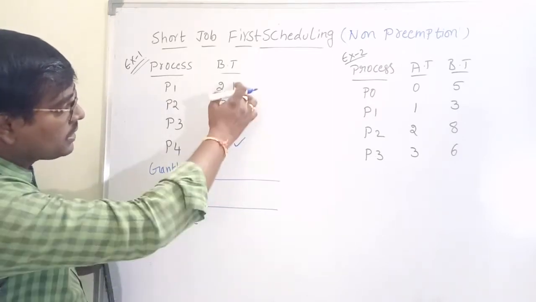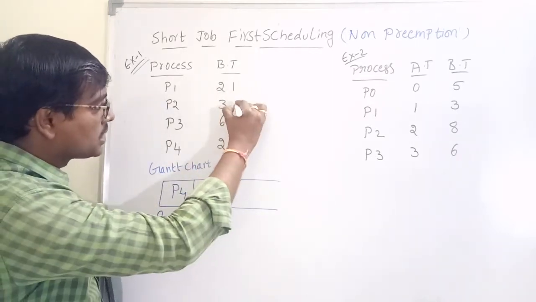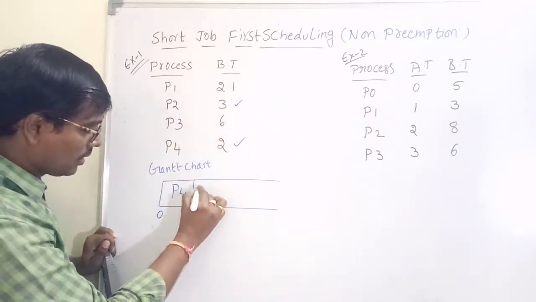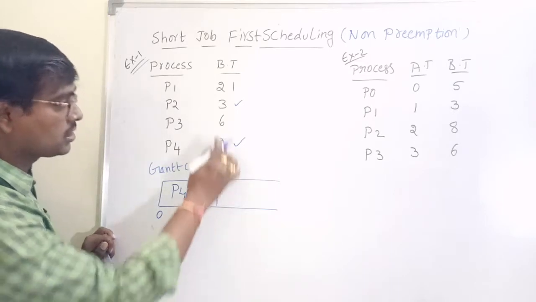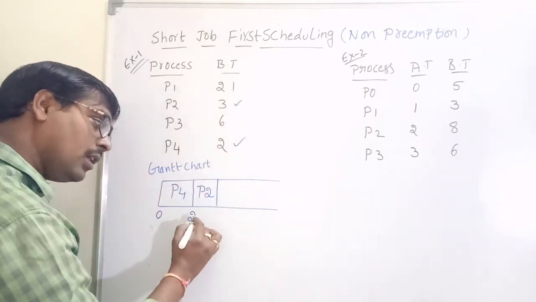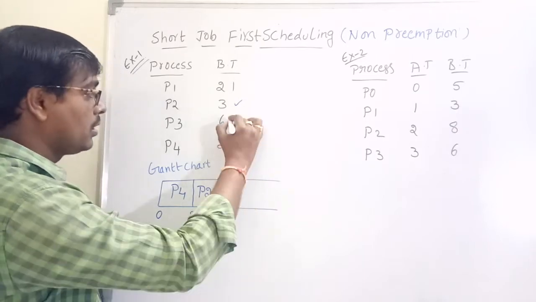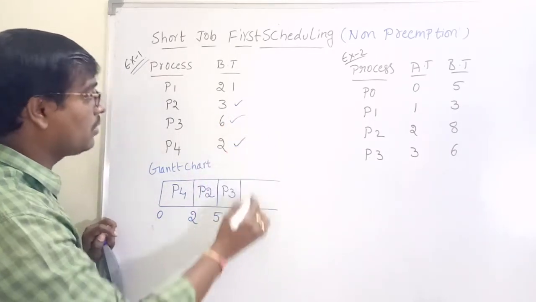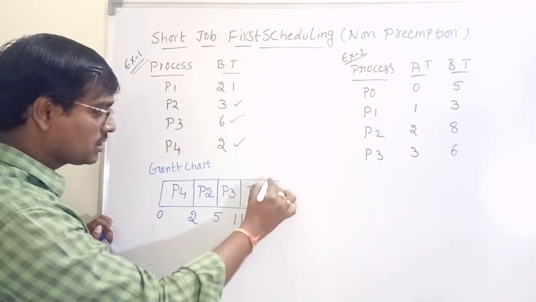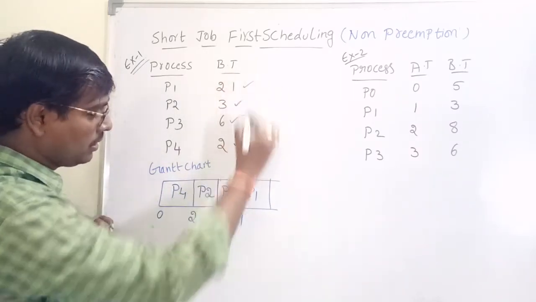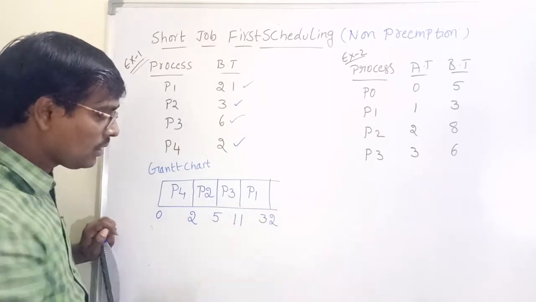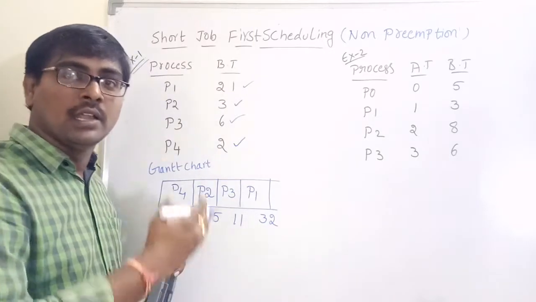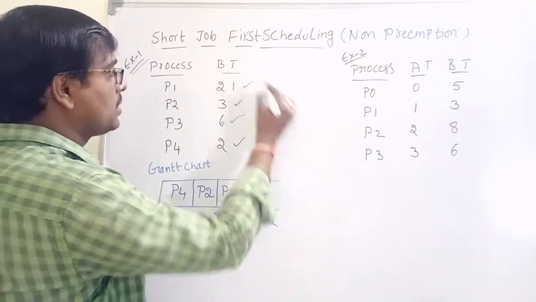After that, which one has the remaining smallest burst time? The next smallest value is 3. So we allocate the CPU to process P2. How much? 3. 2 plus 3, 5. Next process P3, 5 plus 6, 11. And finally process P1, 11 plus 21, 32. Now based on this, we will calculate turnaround time, waiting time, and completion time.